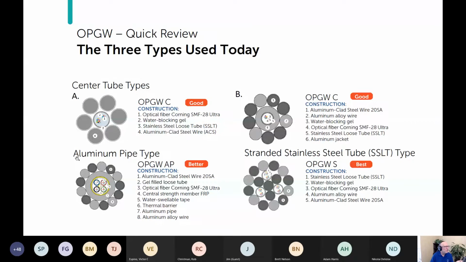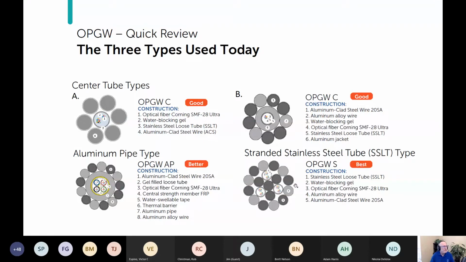Then you've got aluminum pipe type, which has an aluminum pipe. It could be made from extrusion or welded, but it's basically a relatively thick wall aluminum pipe. And inside you have plastic buffer tubes, typically stranded around something. In this illustration, an FRP center member, fiberglass reinforced plastic center members.